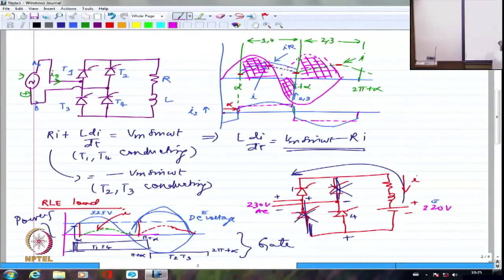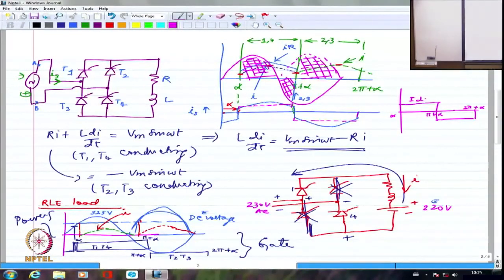You guys have learned some Fourier series, right? So you can definitely derive the fundamental for a current like this. I'm talking about a current wave shape somewhat like this. It is starting from alpha, going until pi plus alpha, and this is 2 pi plus alpha. Maybe let me call this ID, the DC current. That is the magnitude of the current.